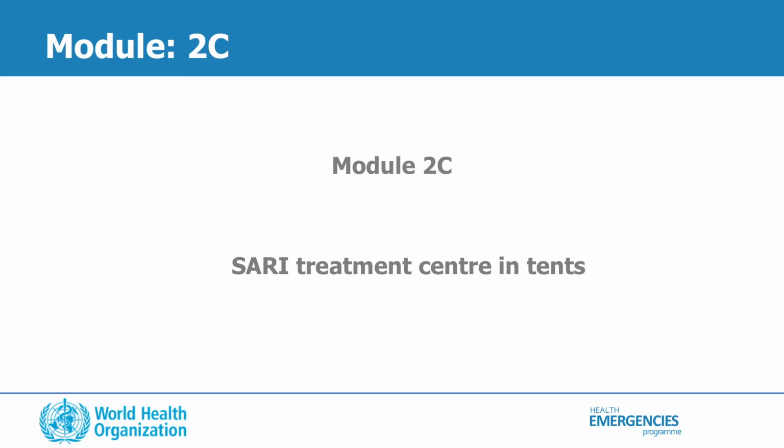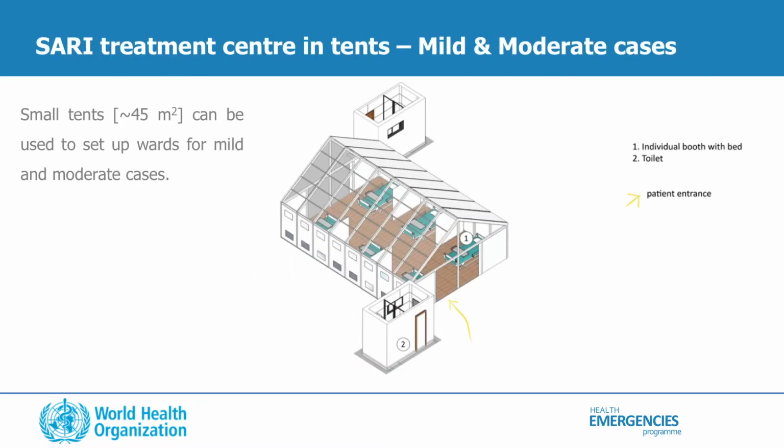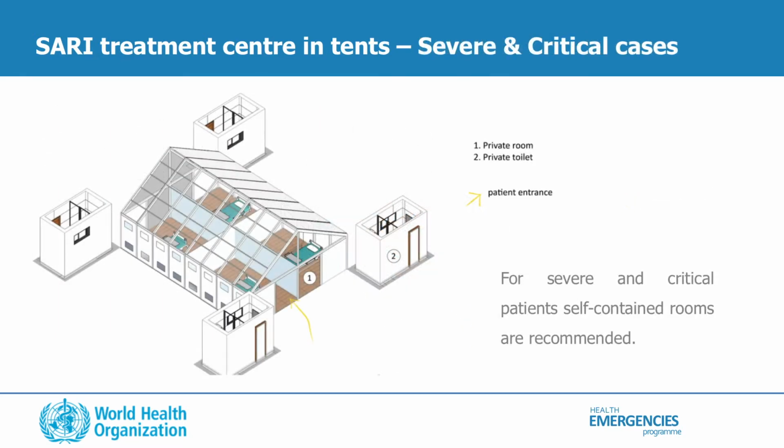Welcome to Module 2C, SARI Treatment Center in Tents. Small tents of about 45 square meters can be used to set up wards for mild and moderate cases by installing individual booths with beds in it. You can set up a toilet close but outside the tent. For severe and critical patients, private rooms together with private toilets are recommended.